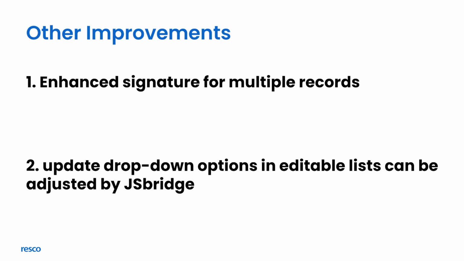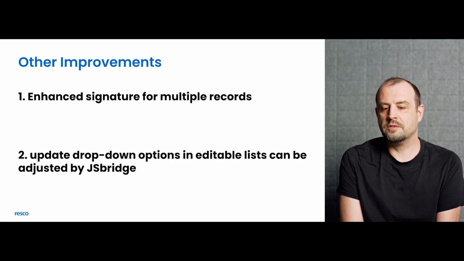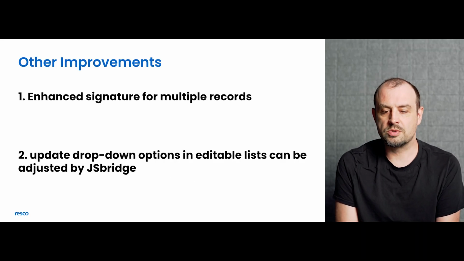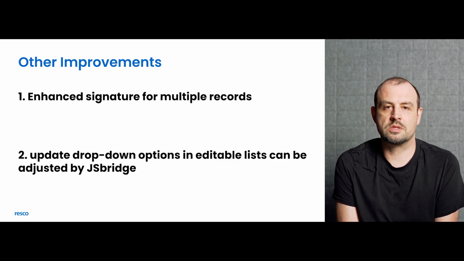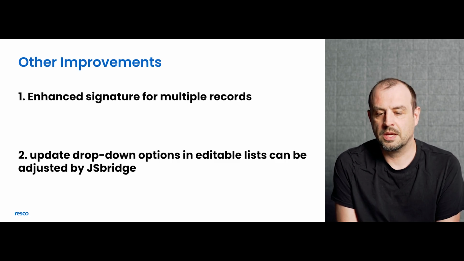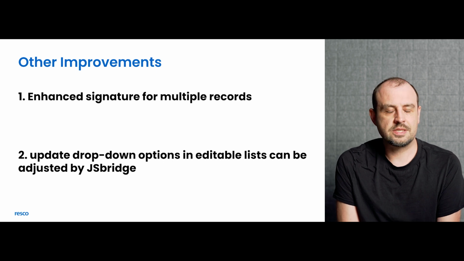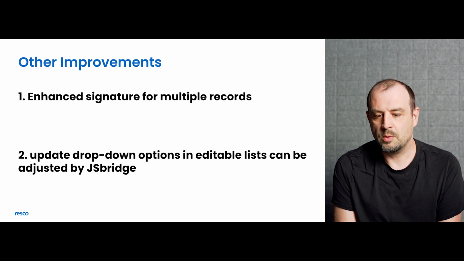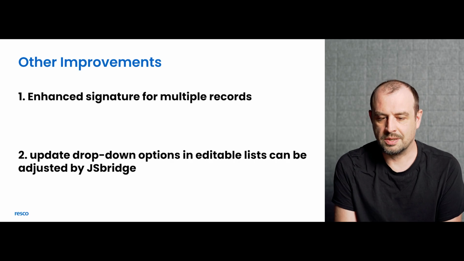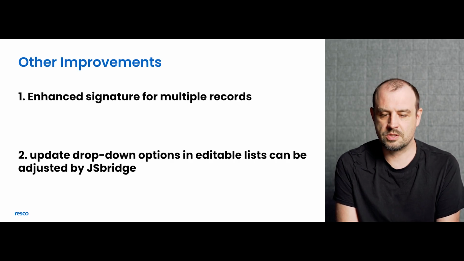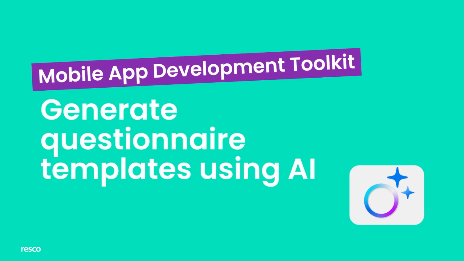Second one is update drop-down options in editable lists, which can also be adjusted by the JavaScript bridge. On forms, if you want to limit the options users can select in a drop-down list, you can use a simple rule for that. On editable views, this can be trickier. So now it is also possible via JavaScript bridge, and we support a new function which is called on cell click.